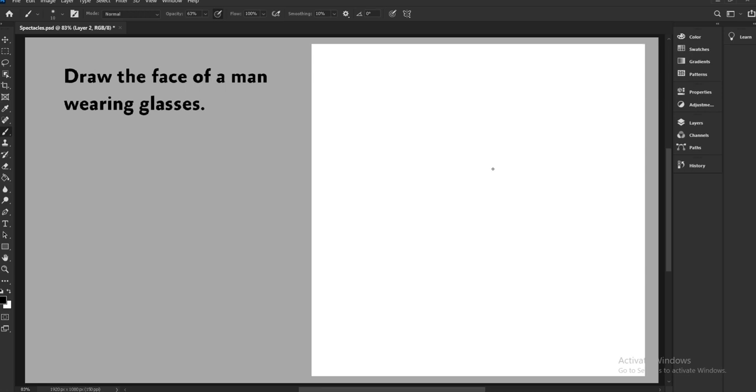Here we are going to solve this question which asks: draw the face of a man wearing glasses. Okay, so first let's start building upon the face. So we will draw the structure of the face first. Okay, so suppose this is the head. Let's visualize it as a form of a skull first.